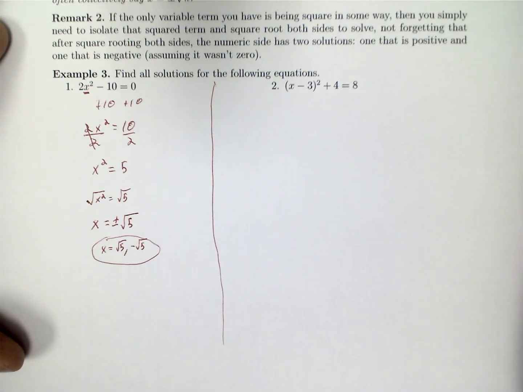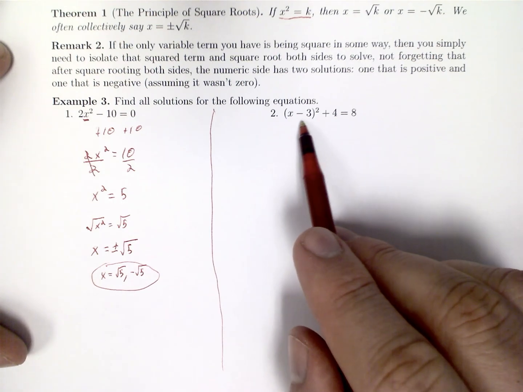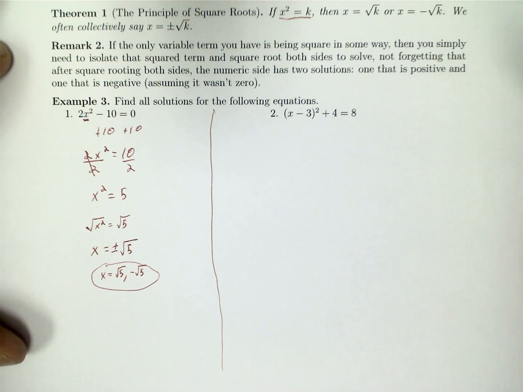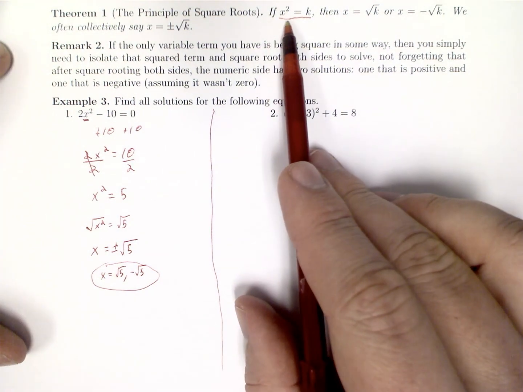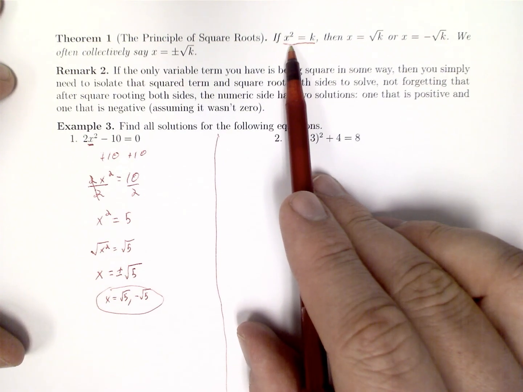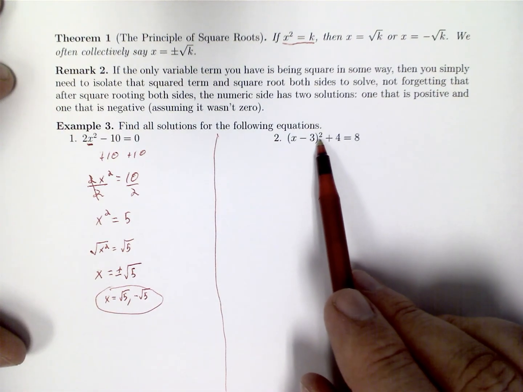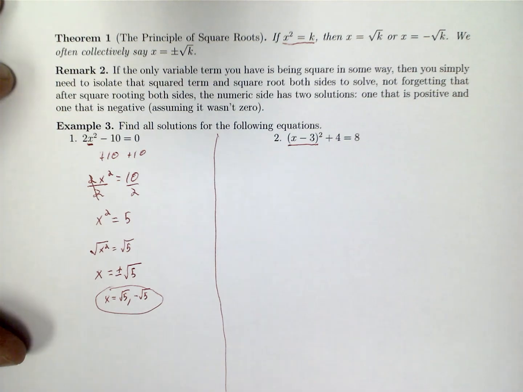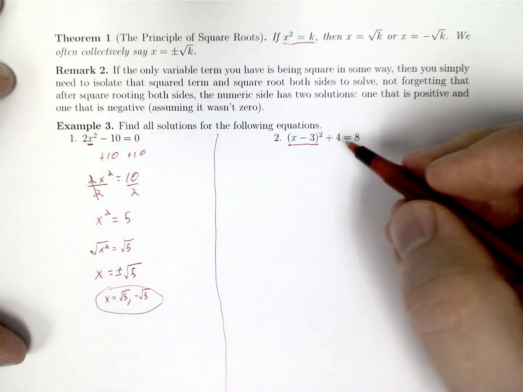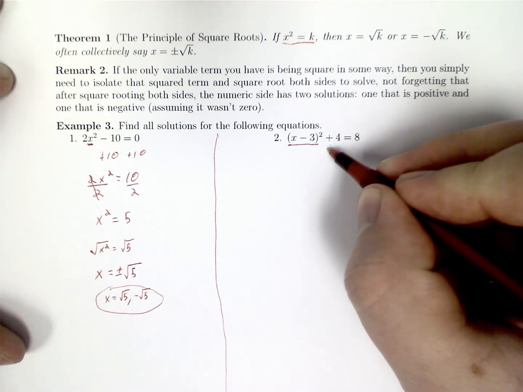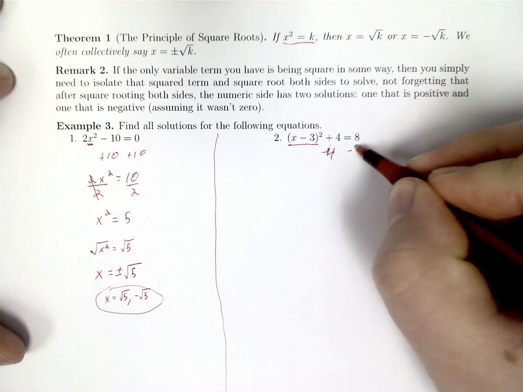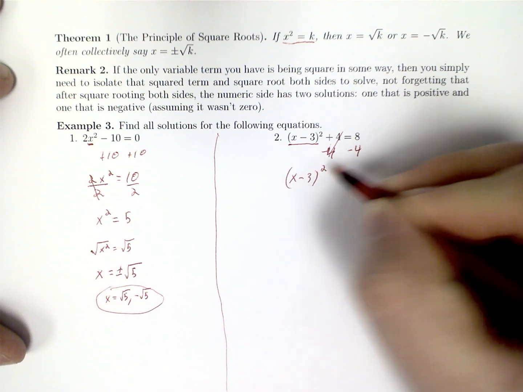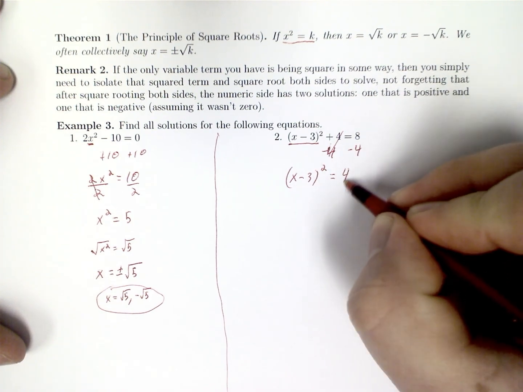But what about number 2? Here we have the quantity of x minus 3 being squared, and then I have plus 4 equals 8. Well, how do we handle this using the principle of square roots? x squared equals k. Well, in this case, we have x minus 3 quantity squared plus 4. So what's being squared? This whole thing is what we need to isolate before we square root. So we see the plus 4, so we're going to try to get rid of that. So we have x minus 3 quantity squared equals 8 minus 4, which is 4.